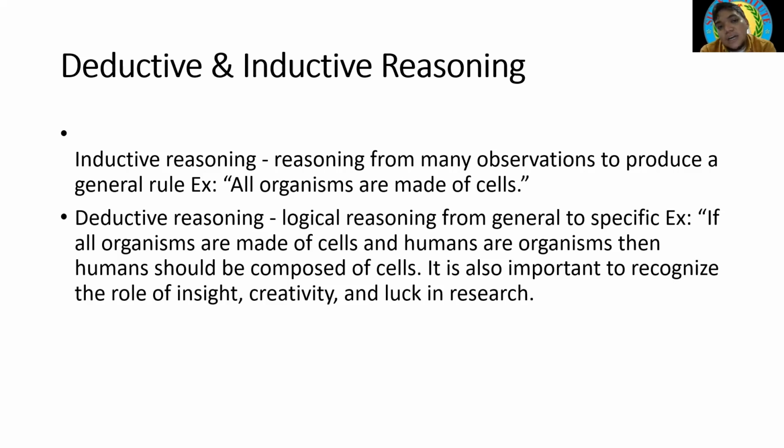To define deductive reasoning, we have the logical reasoning from general to specific. We have to understand that inductive reasoning is specific to general and deductive reasoning is general to specific. For example, if all organisms are made of cells and humans are organisms, then humans should be composed of cells. You can see in this example that we start from the general going to the specific, from all organisms going down to the humans.